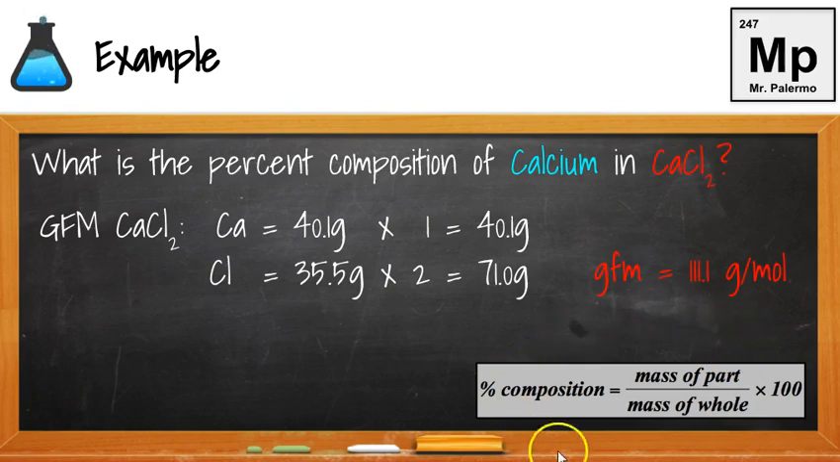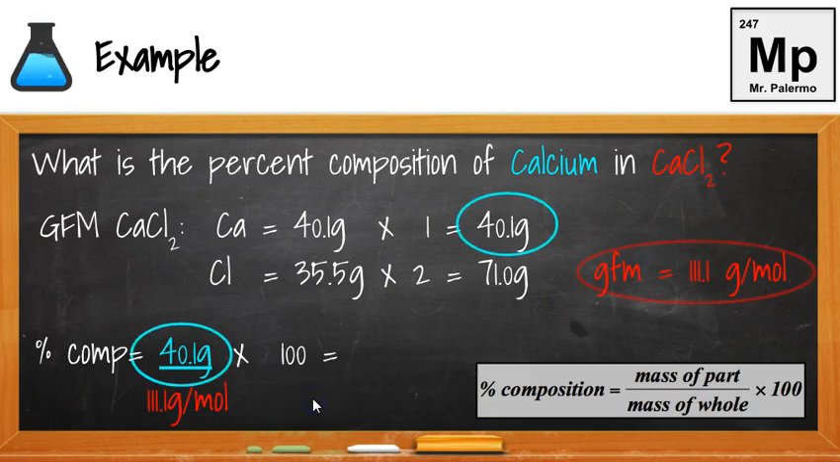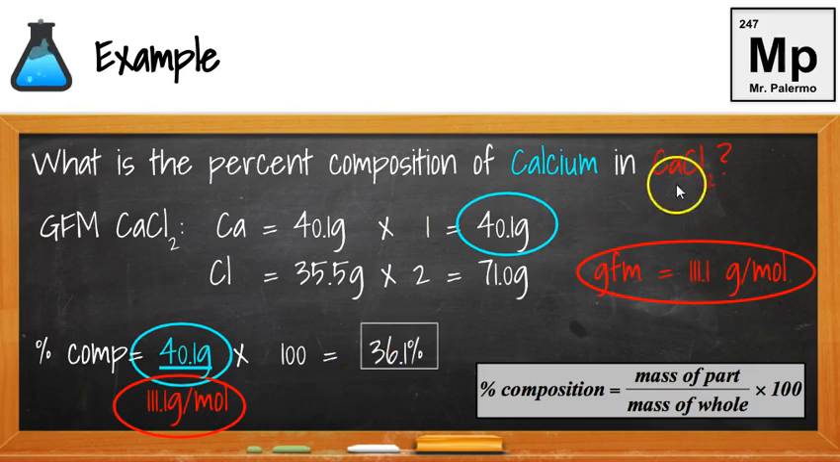And now I'm going to plug into my formula. So the mass of the part is the calcium here. It's that piece of the whole thing that we're asking about. And then the whole thing, of course, is going to be the gram formula mass that we just solved for. So part over whole times 100. And we're going to get an answer of 36.1%. So calcium is 36.1% of the mass of this entire compound, calcium chloride, which is 111.1 grams per mole.